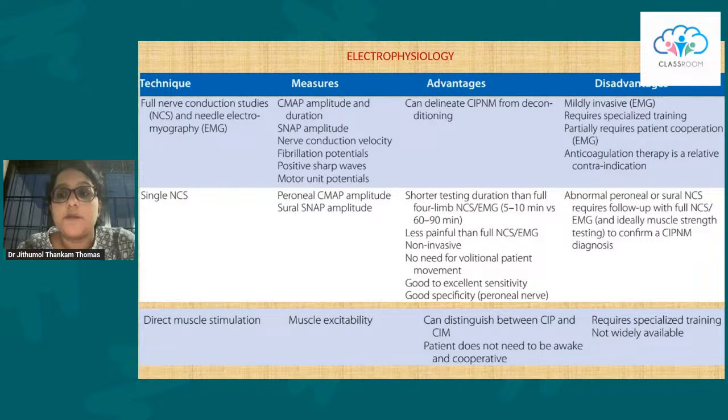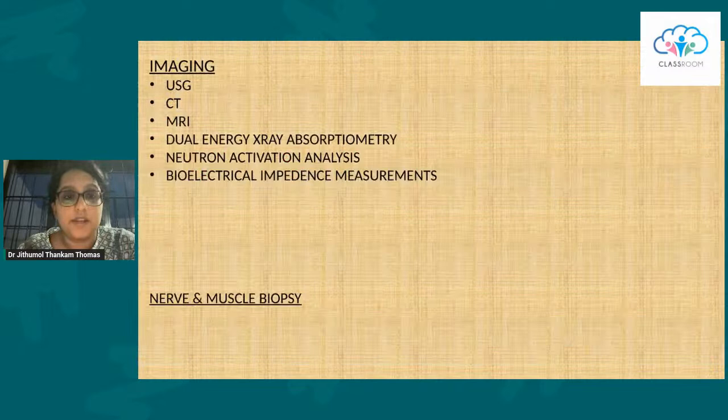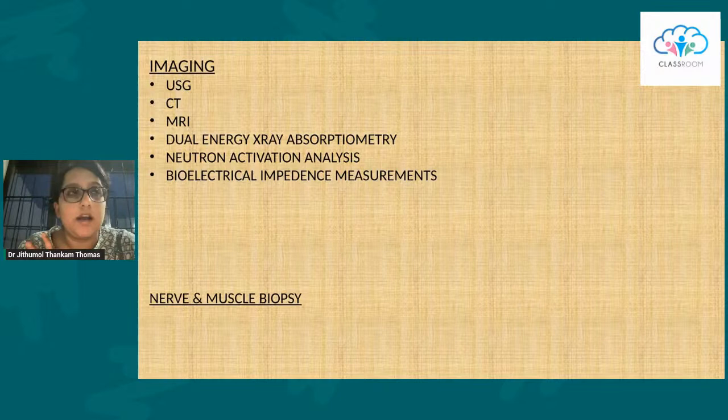And then, of course, you have direct muscle stimulation, where if the patient cannot cooperate, you just use a stimulating electrode and you will be able to distinguish clearly between CIP and CIM. But again, it requires specialized training. Then other methods to see the limb muscles include ultrasound, where you can see the muscle area, muscle thickness, and fasciculations. You can see infiltration of the muscles by adipocytes. Even in CT and MRI, you can see the same. Then you have dual energy X-ray absorptiometry and bioelectrical impedance measures. These all measure body composition.